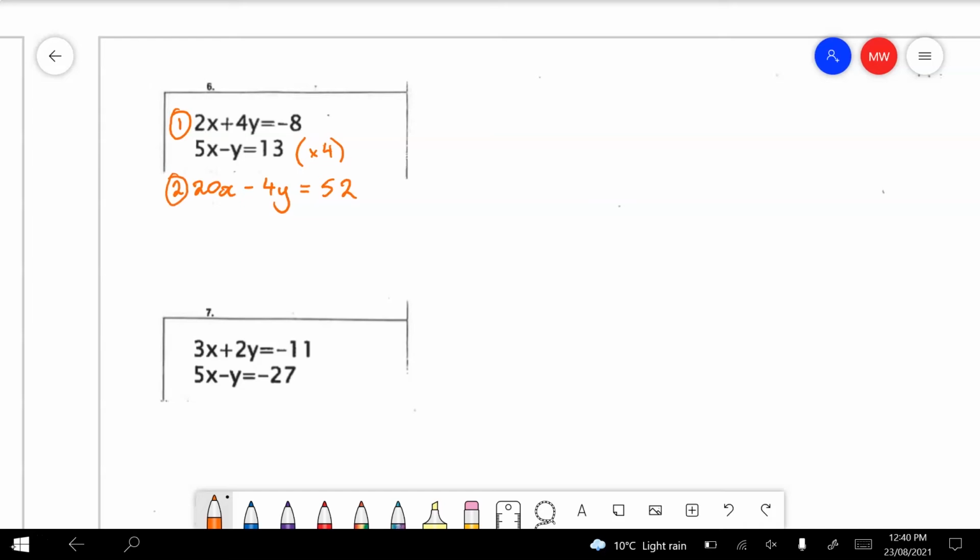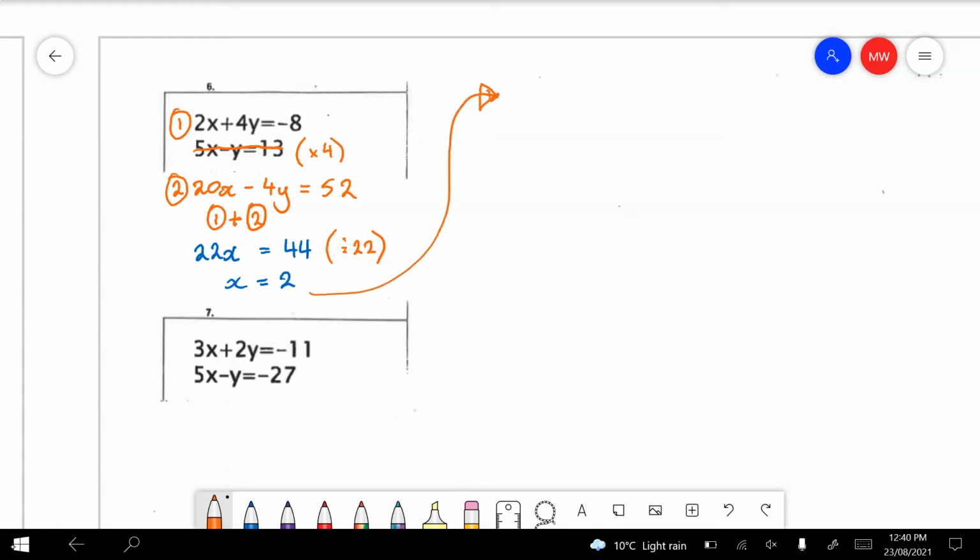And if I have a look at 4y and minus 4y, we'll cross this one out so it doesn't get confusing in the mix. They're the opposite symbol, so this time we're going to add equations 1 and 2. As we work that out, 2x plus 20x makes 22x. 4y plus minus 4y eliminates, and minus 8 plus 52 makes positive 44. Switch to the balance method. We'll divide by 22 on both sides, and we'll find that x is equal to 2.